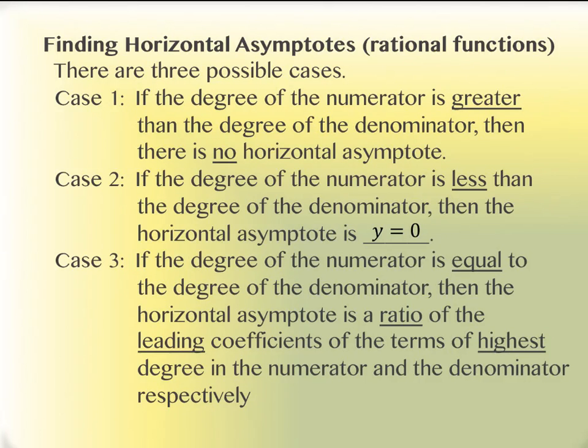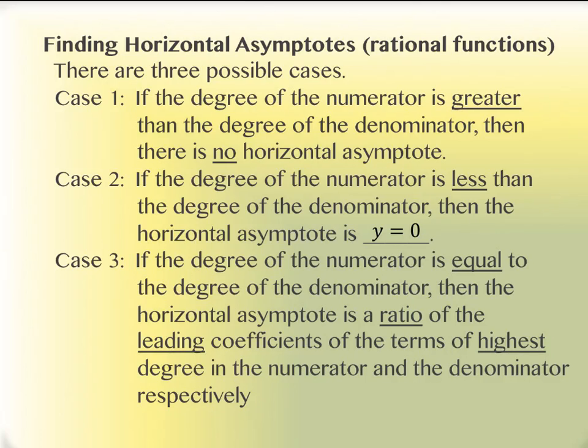Horizontal asymptotes are a little more difficult because there are different options that can happen. There are three cases. Let me pause for a moment and remind you: do you remember what is meant by the degree of a polynomial? Not just the power, but the highest power. So the degree of the numerator means the largest exponent in the numerator, and the degree of the denominator is the largest exponent in the denominator.